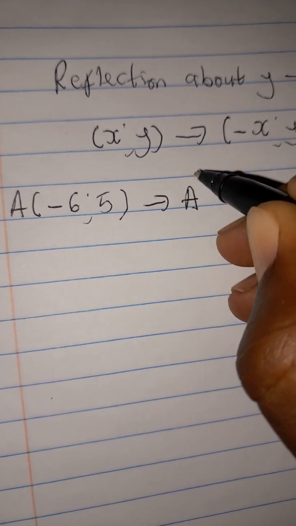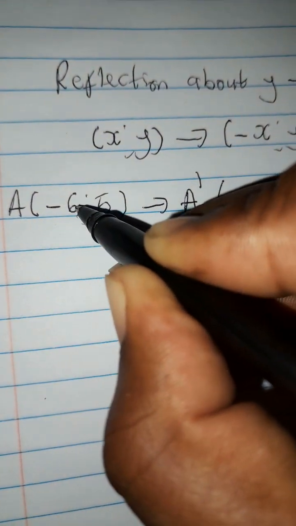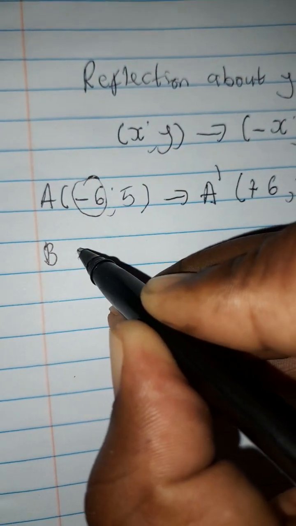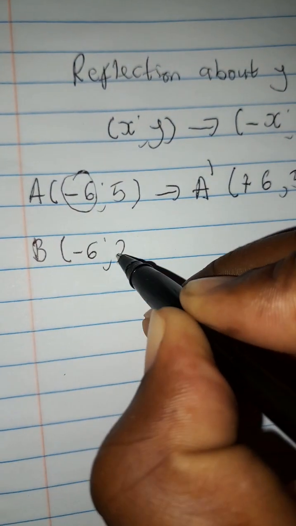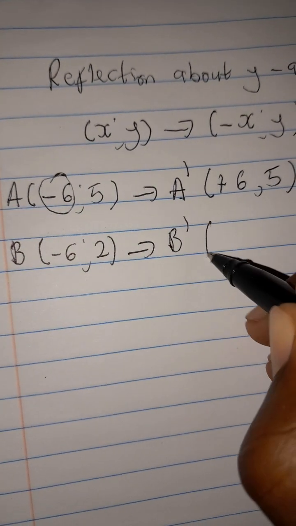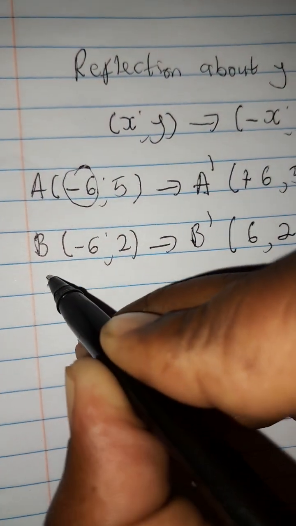When you reflect, your new image is called A prime. Remember, it was -6, so what is affected is your x value. Since our x value is negative, negative and negative will be positive. So we have positive 6 and 5 remains the same. If we are given B as (-6, 2), our new image will be B prime, which is (6, 2). Remember that your y value remains the same.